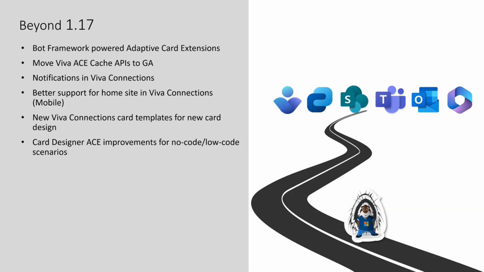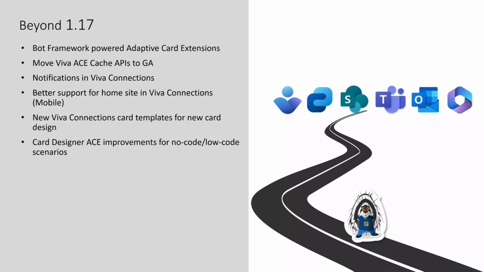More of that later during the semester. We want to have better support for home site in Viva Connections mobile, and the ability to have your home site surfacing in mobile as well. We are working to bring new card templates to Viva Connections. One of the first is the ability to build a card view that will give you the opportunity to provide search capability and experiences to end users. Hopefully, we will be able to give you a brief demo of this very soon.